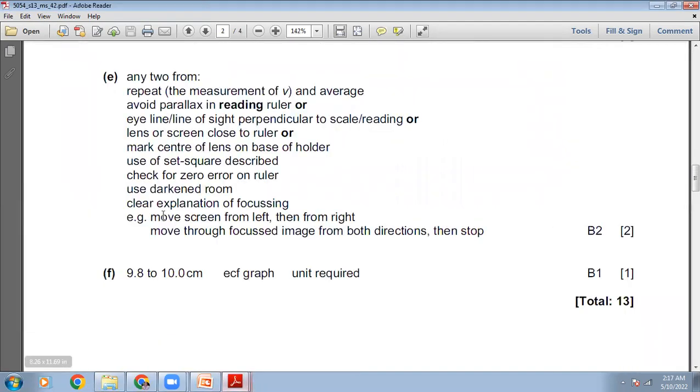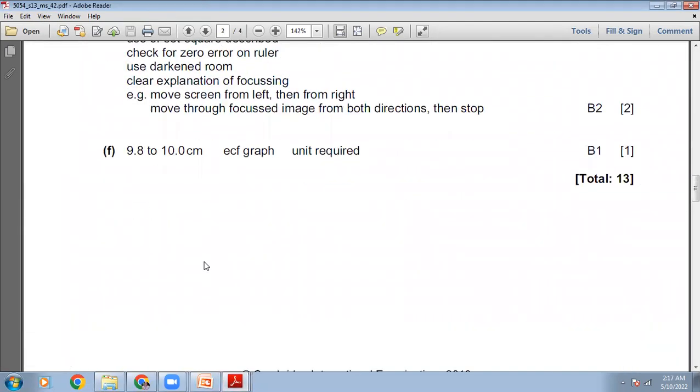So let's have a look at the marking scheme. f will be 10 centimeters. So our answer is right.